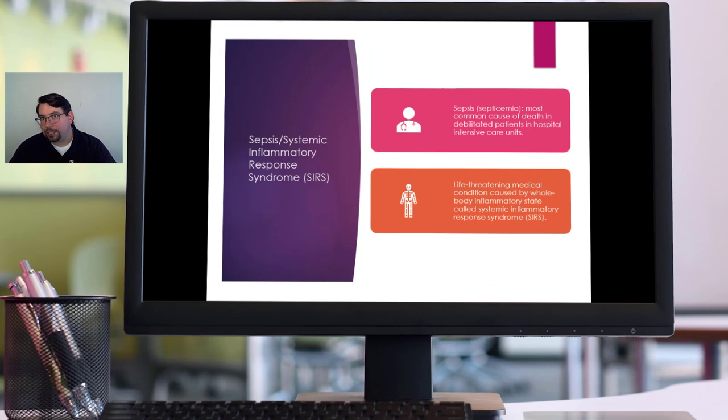We know that we also talk about sepsis when we deal with infectious disease. Sepsis, also sometimes referred to as systemic inflammatory response syndrome, or SIRS, is something that we may deal with. Sepsis or septicemia is the most common cause of death in debilitated patients in the hospital or intensive care units. It is a life-threatening medical condition caused by a whole body inflammatory state, which causes a systemic inflammatory response. And that inflammatory response is really, really bad for everything from blood vessels to our patients to really, you name it.